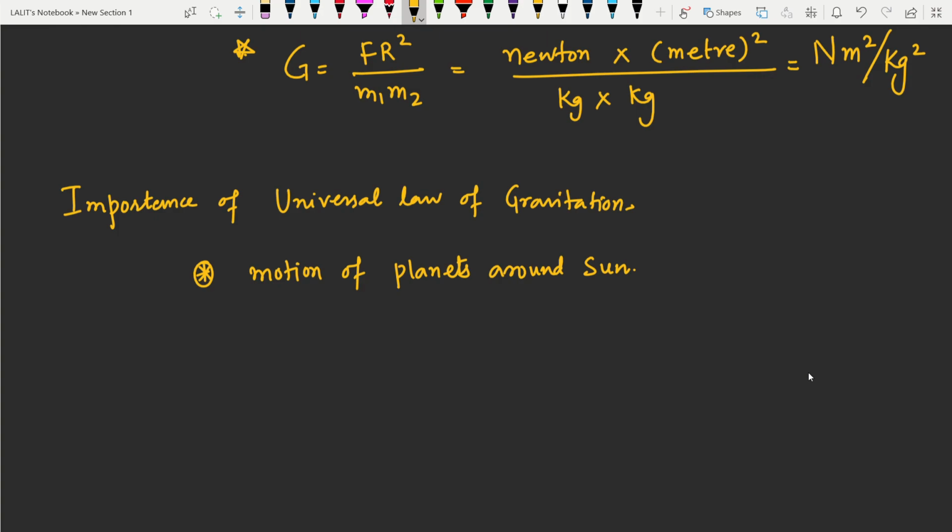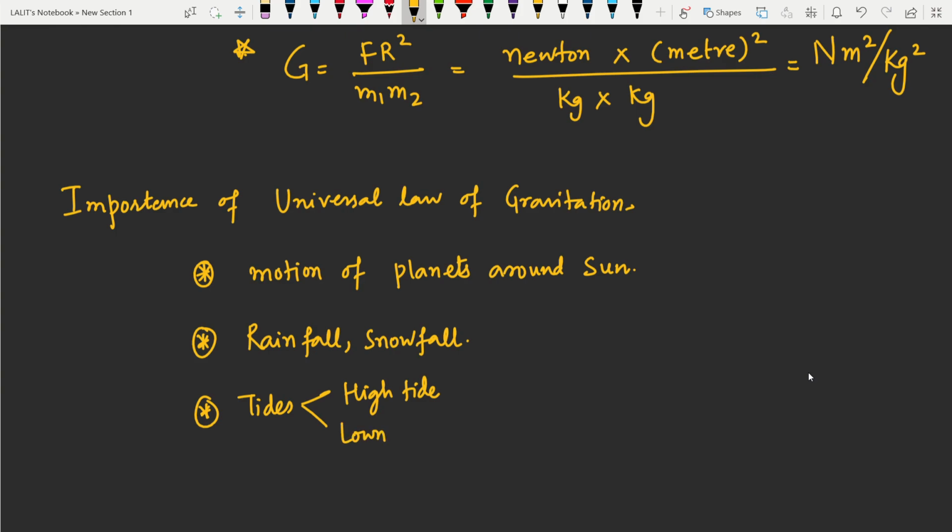And the second thing, in day-to-day life we can see rainfall, snowfall. This is all possible because of gravitation. Water droplets falling down. You must have heard about tides, high tide, low tide, where the moon attracts the earth. It cannot attract the earth so strongly, so what does it do? It attracts the water body. So you can see huge waves during high tides, and during low tide the water moves down. Then you can predict even the solar and lunar eclipse using universal law of gravitation. It can very easily explain many phenomena which happen in our day-to-day life.